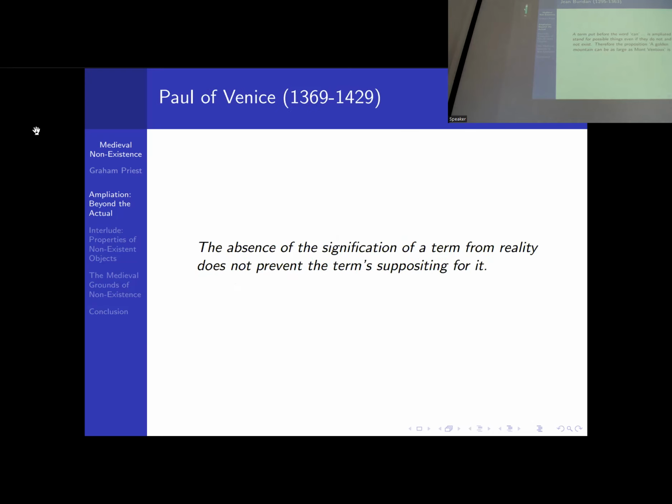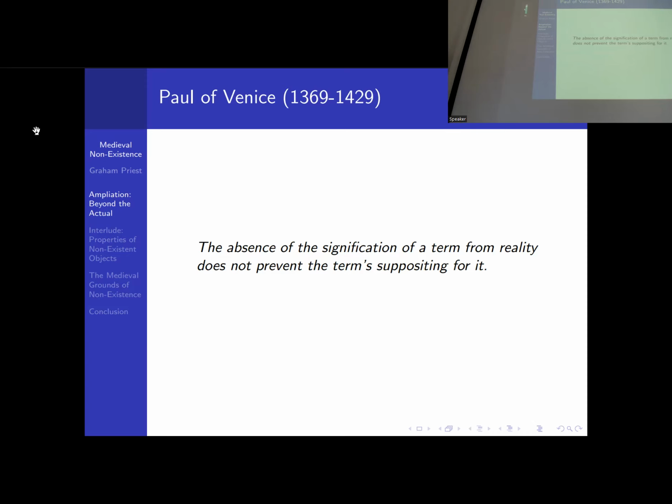Okay, so here is Paul of Venice. "The absence of the signification of a term from reality does not prevent the term suppositing, i.e. referring to it." Okay, and I mean, Paul is not out on a limb. This is standard. Okay.